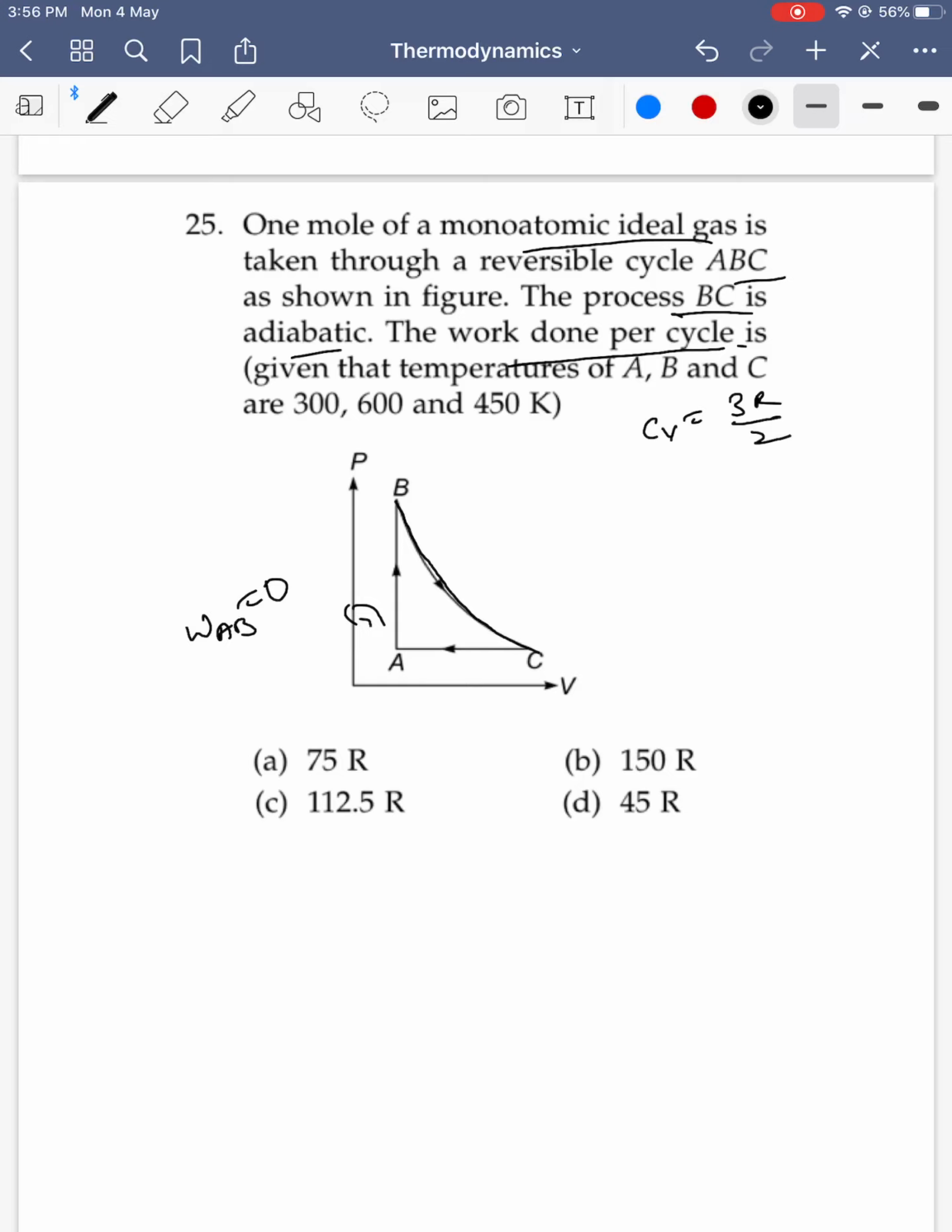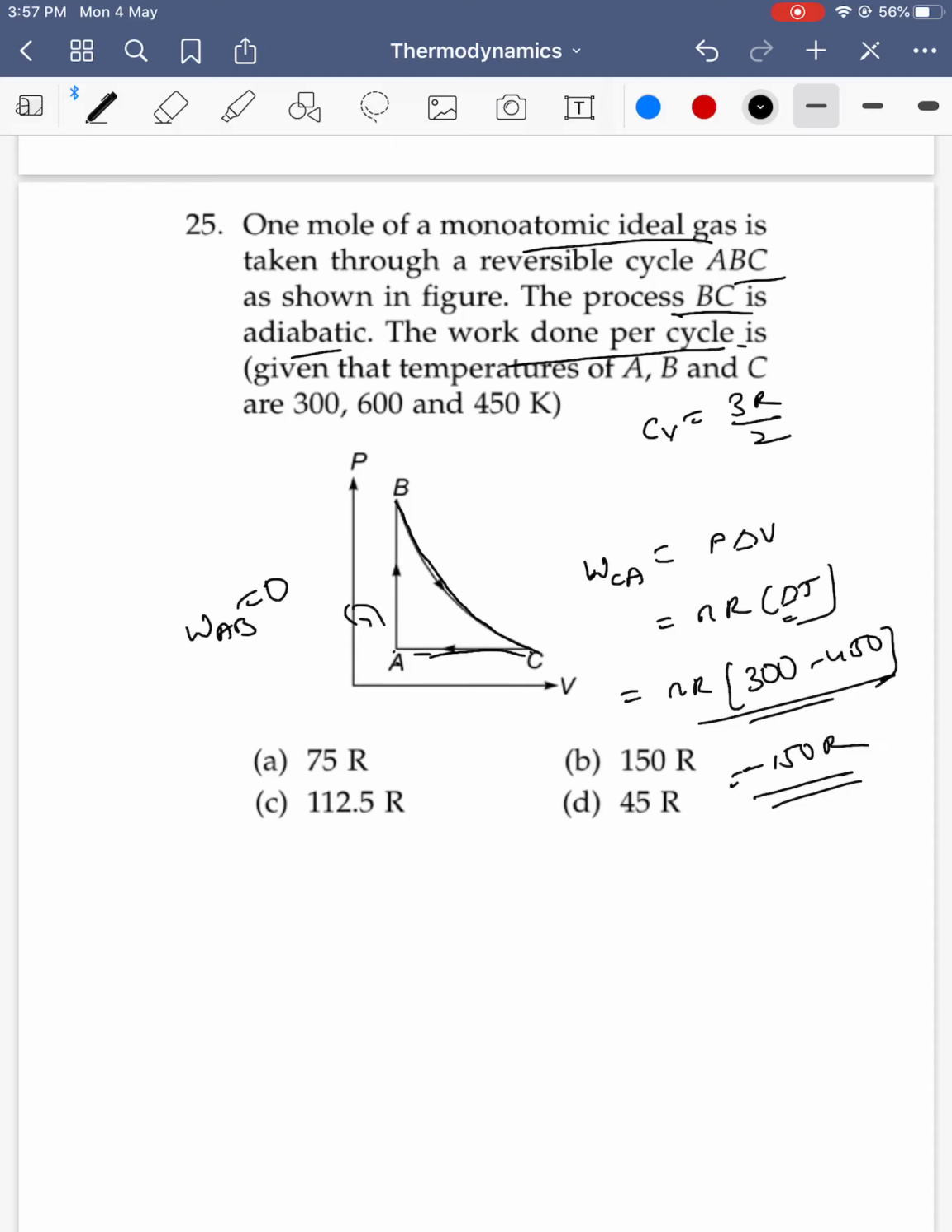Work done in CA is equal to P into delta V, which is also nothing but nR into delta T. So nR delta T is TA minus TC. TA is equal to 300 minus TC, which is 450, so minus 150 into R. So this is one value.